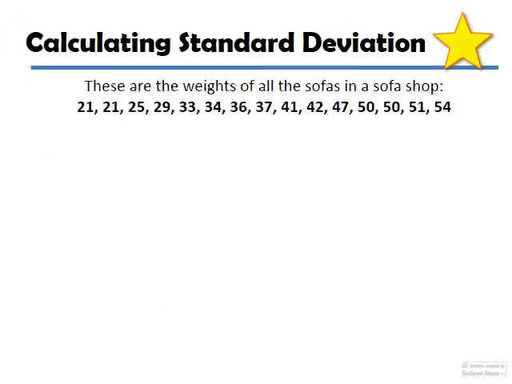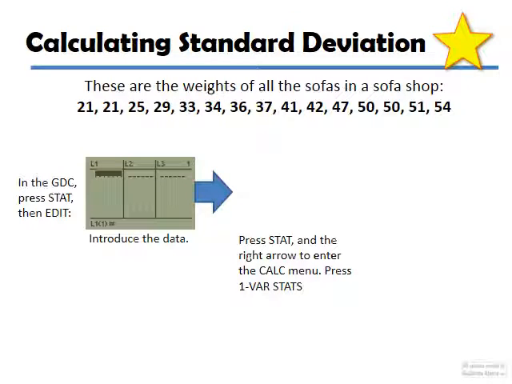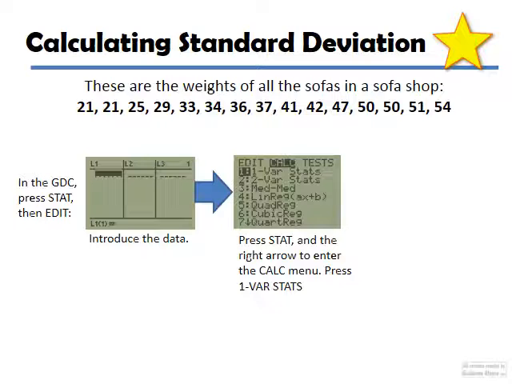Go back to the sofa example. Here you have it. In my graphic display calculator, I press stat, then I press edit, and this is what I have. Wonderful. So I introduce the data, be patient, tap it in, 21, 21, 25, 29, 33, and so on. I'm not going to do it for you because it will take this video forever. But once you have it, you press stat again, press the right arrow and enter the calc menu. This is what the calc menu looks like. If we press enter here, you're going to be choosing one of our stats, which is exactly what you have to do. And this is what you will be able to see.